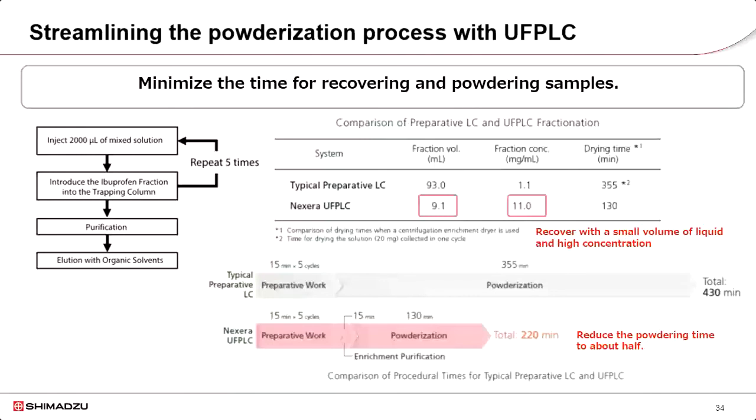In a comparison of powdering times for a fraction containing 100 milligrams of ibuprofen using a centrifuge for concentration, it was found that the time taken was reduced to about half compared to using a conventional purification LC system. By utilizing this repeated injection feature, not only can relatively large quantities of samples, up to approximately 100 milligrams, be purified more efficiently, but it is also adaptable for concentrating and recovering trace components.